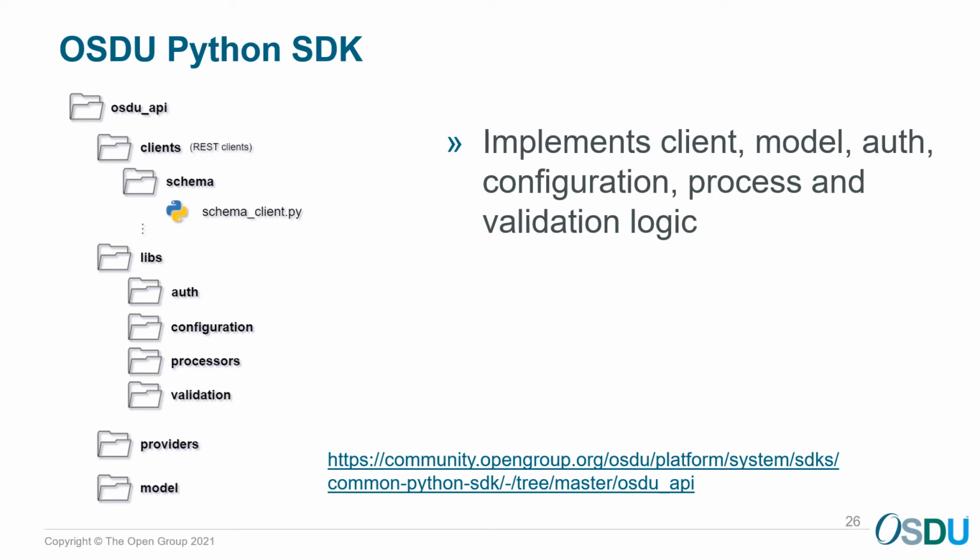The Python SDK implements the main OSDU data platform REST API clients like storage, schema, search, legal, etc. The libs folder contains the core logic of authorization, configuration, validation, and processing. The providers folder holds specific cloud provider implementations. The model folder contains a simplified OSDU data platform model of commonly used entities for the clients to use.